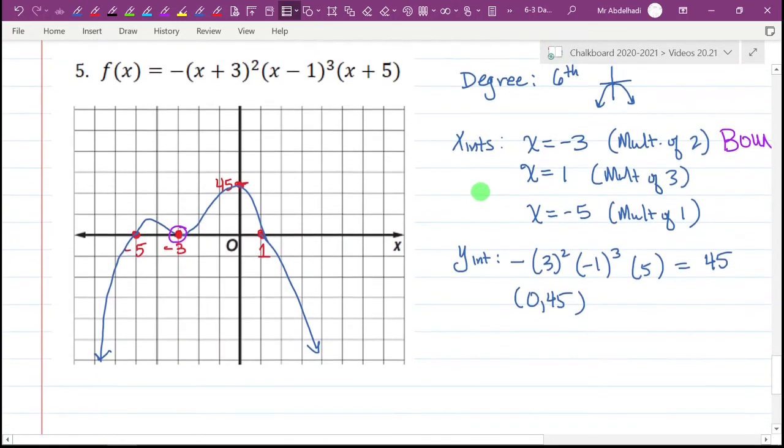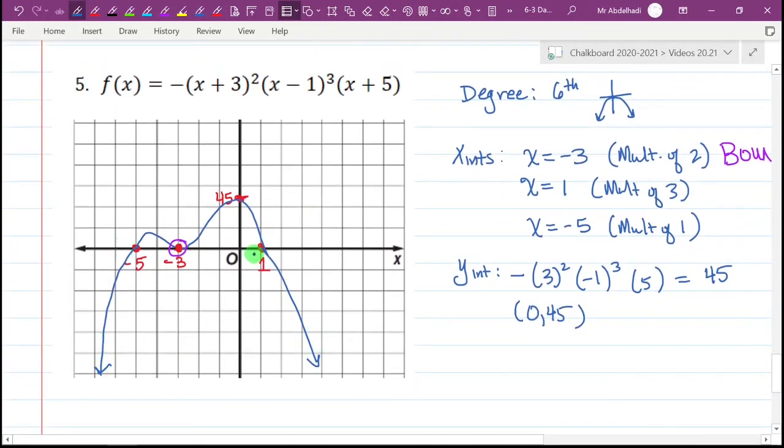The end behavior is correct. Down, down. The x-intercepts are all correct. We had a multiplicity of 2, so we bounced. The y-intercept is not to scale, but it's good enough.